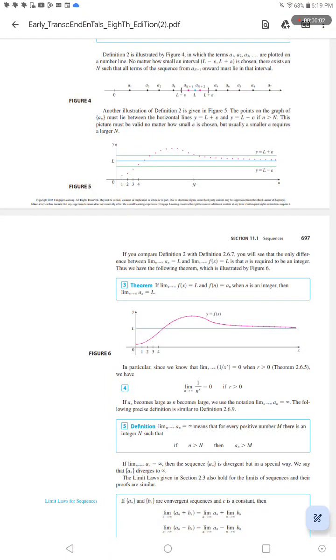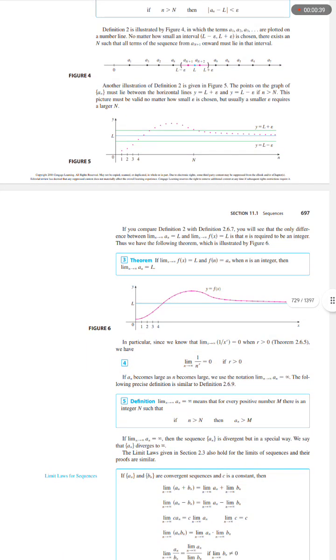Figure 4, another illustration of definition 2 is given in Figure 5. The points on the graph of a sub n must lie between the horizontal lines y equals big L plus epsilon and y equals big L minus epsilon if n is greater than big N. This picture must be valid no matter how small epsilon is chosen, but usually a smaller epsilon requires a larger big N. You have Figure 5.